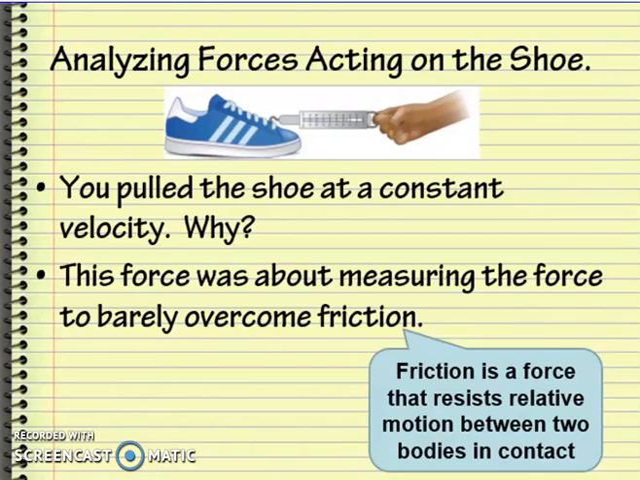Okay, so analyzing the forces acting on the shoe. You pulled the shoe at a constant velocity. Why? Because you wanted that applied force to be equal to your frictional force. You just wanted to barely overcome it, so it would be as close as possible to the frictional force that you were measuring. We want that applied force, the one you're pulling with, to be as close as possible here, or else it would not be accurate. This force was about measuring the force of barely overcoming friction, otherwise it'll be wrong. So we don't want to accelerate.